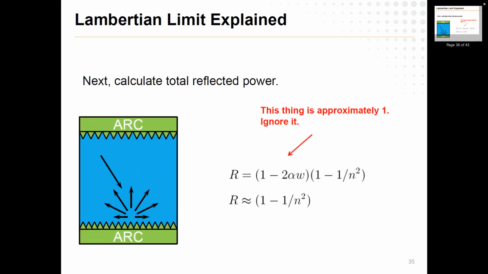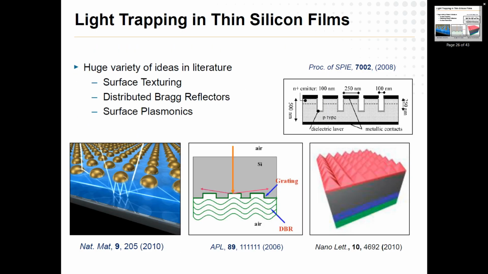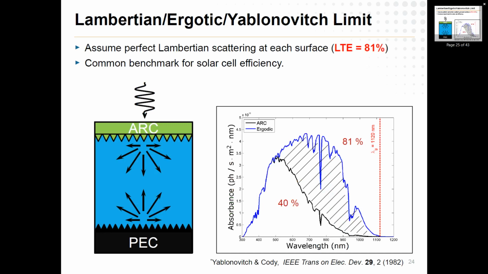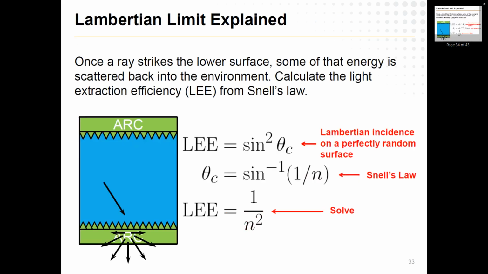So if we go back here to this slide, that is where this graph here comes from. It's the 4n squared limit. Okay, so that gives you your 81%. So keep that little value in mind. 81%. Can I do better?